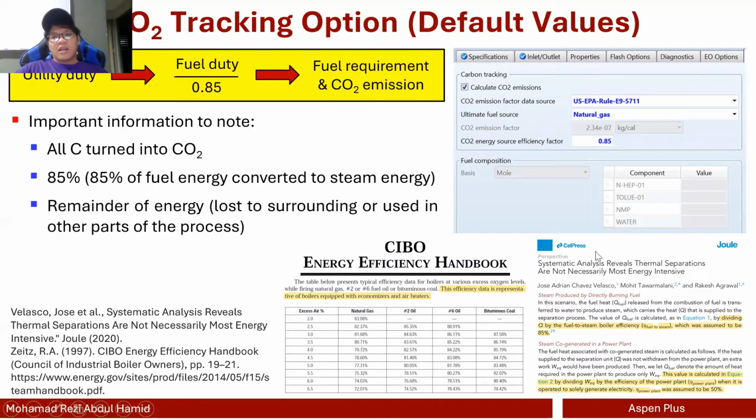And then the second reference here, by Chavez Velasco, was published, I think, this year. They use a boiler efficiency of 85%, and they refer to reference 29. I checked what reference 29 is, and they refer to this boiler handbook. So this is where you get your boiler efficiency. This CO2 energy source efficiency factor, you can simply say, is how efficient your boiler is, and the normal boiler is around 85%.